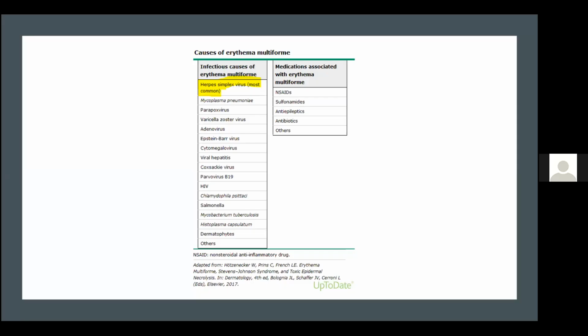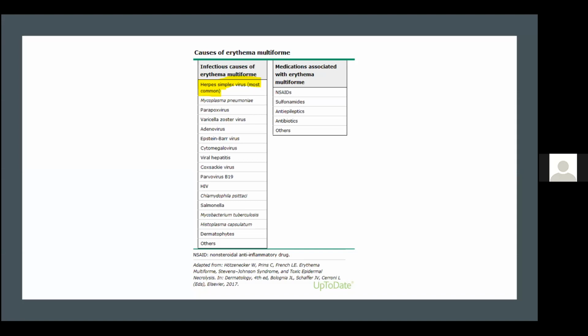And the causes of erythema multiforme, there are many causes. Herpes simplex virus is the most common cause, and less than 10% of cases of erythema multiforme are associated with medications. Pathogenesis of herpes simplex induced EM is thought to involve a cell-mediated immune process that's directed against viral antigens that are actually in the skin, and you might have a genetic susceptibility to it.